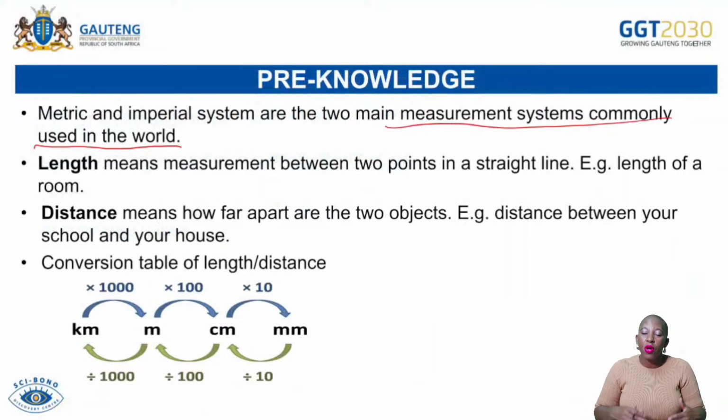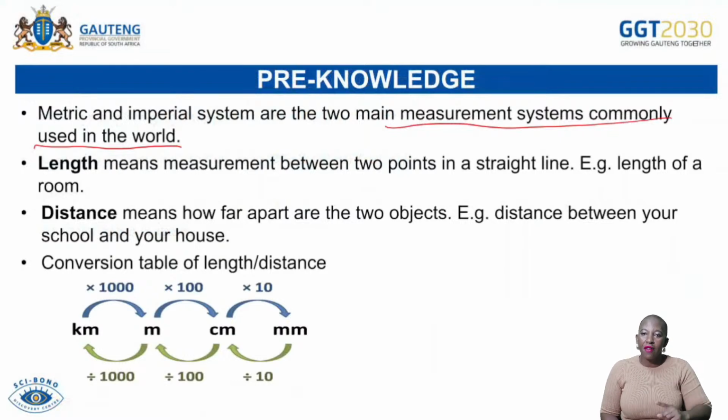For example, when we measure the length of a room, we start measuring from one end to the other end. And then the distance. Here, I want us to have a look at the difference between the length and the distance. The distance means how far apart are 2 objects. For example, the distance between your school and your house.